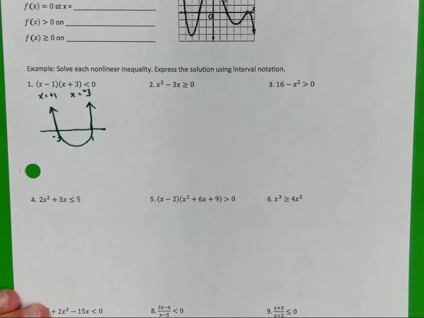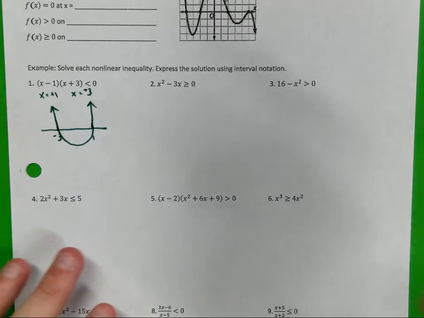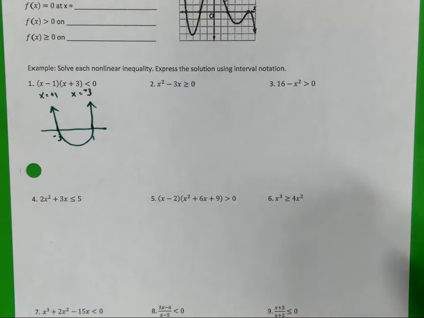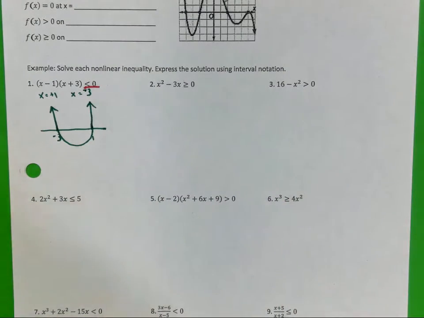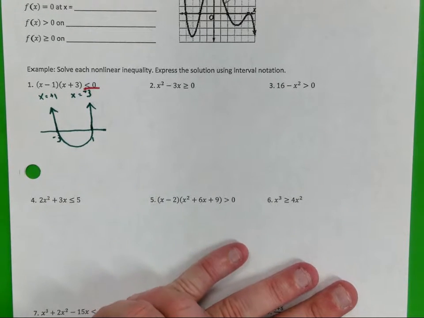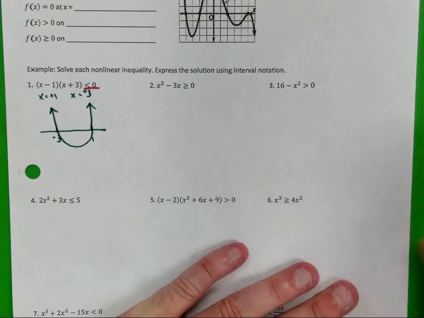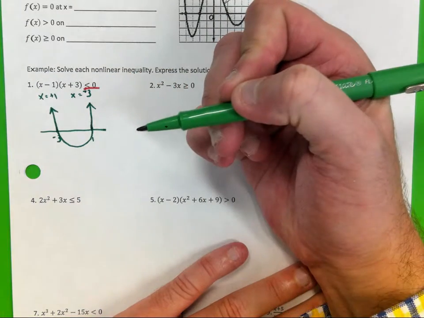Okay. That's the hardest part of the problem. So if you got that so far, you're good. Now, pay close attention to that right there. What does that mean? Less than what? 0. Where on that graph is it less than 0? So right here, when it goes below the x-axis, isn't it? So that's your answer, part of your answer.